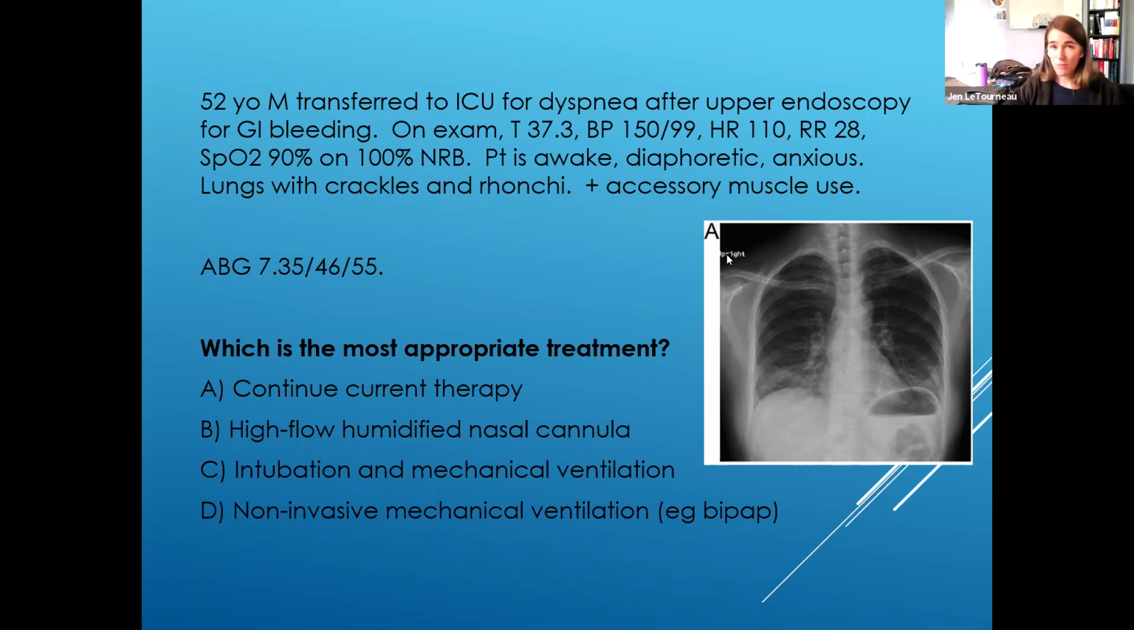And accessory muscle use, right? This person is working really, really hard. And you can see on this chest x-ray that they've got some aspiration going on here. And so there's already been an insult. So they probably aspirated during the endoscopy. They may have continued bleeding. And so intubation is extremely important.